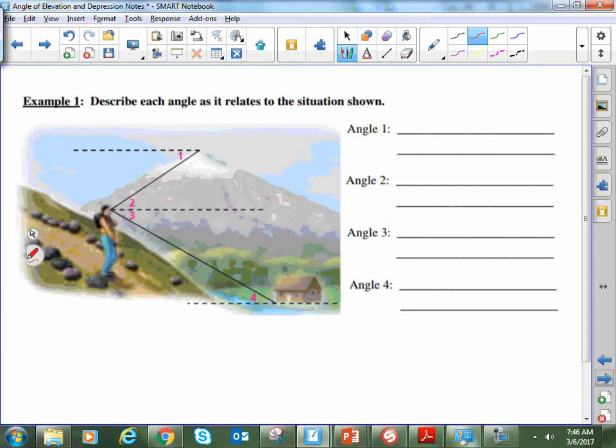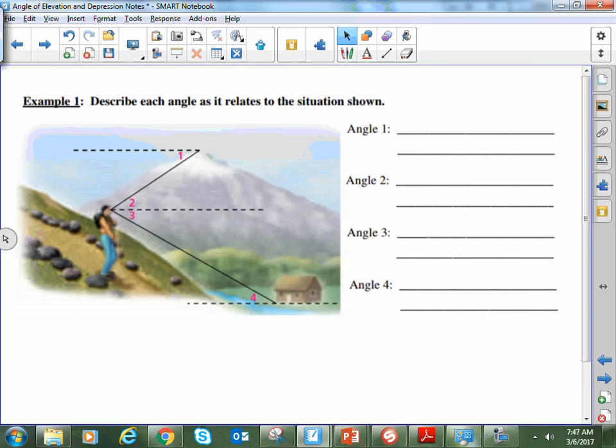Here we just have a diagram of a person hiking in the mountains somewhere, and we want to be able to identify the angles that are made. Are they angles of elevation or angles of depression? We have a bunch of horizontal lines in the diagram, and anything that's below a horizontal line is an angle of depression. Everything that's above the horizontal line is an angle of elevation. So angle 1 is below the horizontal line, so it has to be an angle of depression. Same thing with angle 3. Whereas angle 2 and angle 4 are both above the horizontal line, so those would be considered angles of elevation. So this is just a way of checking, can you identify an angle of elevation or depression based on something that's drawn for you.